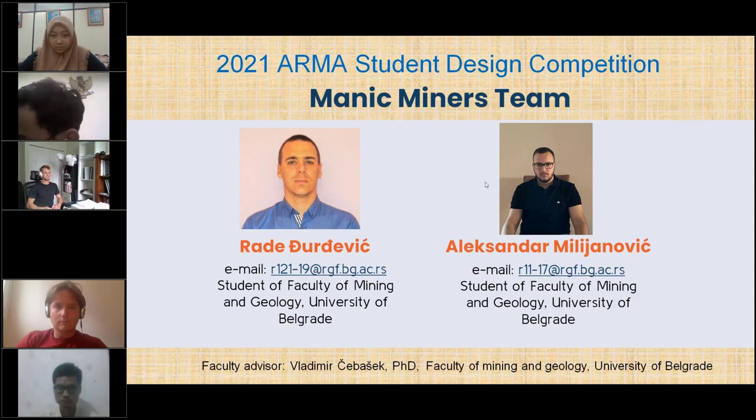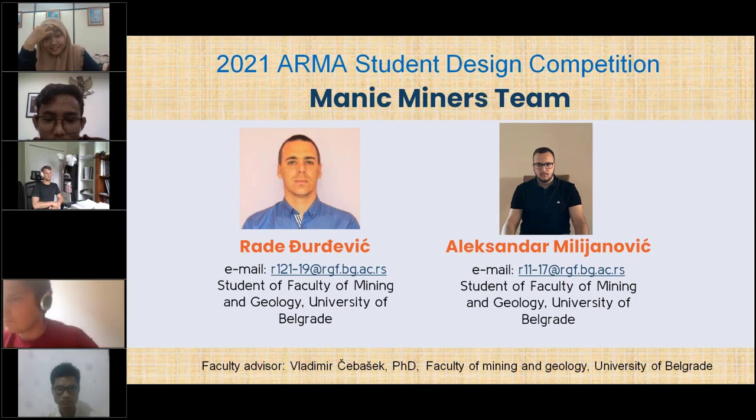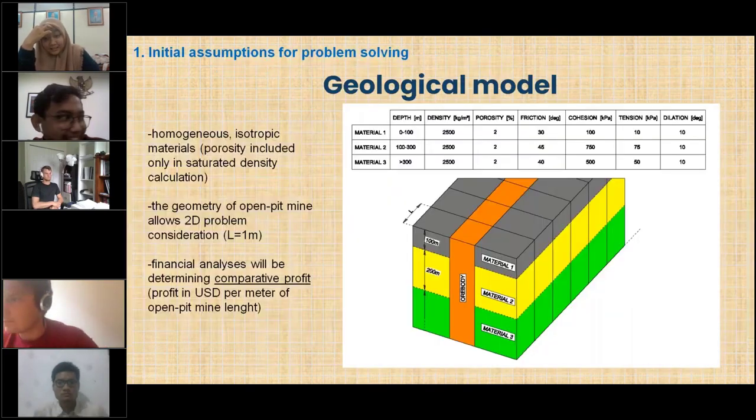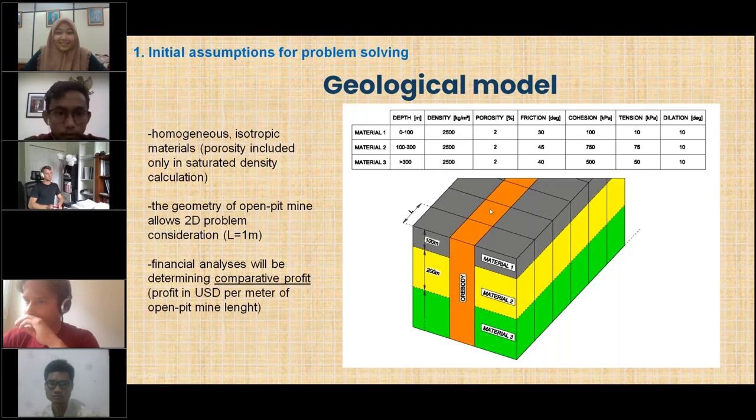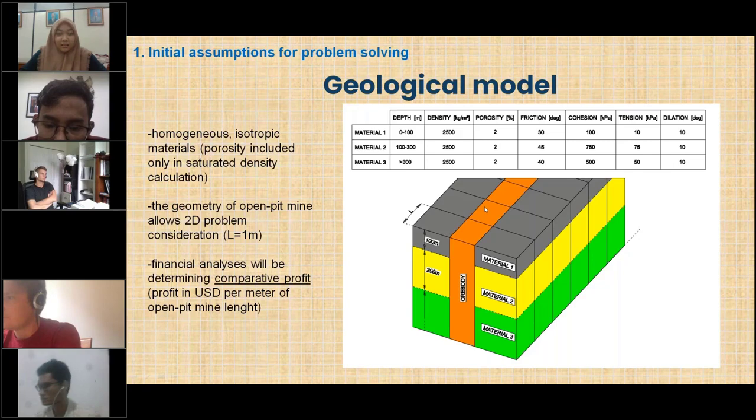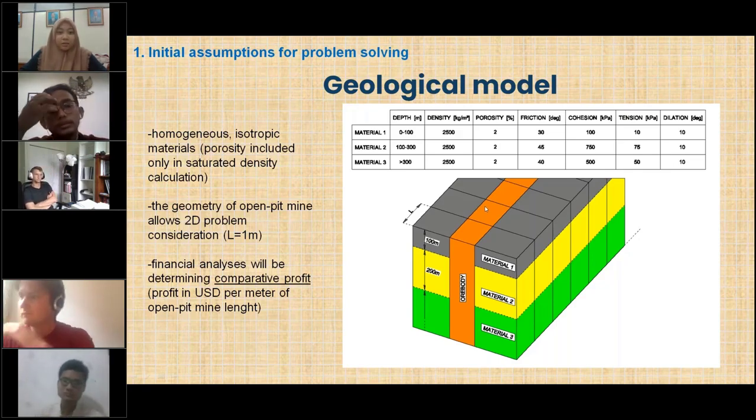I will strictly get to the point because the time I have for this presentation is limited. In this presentation, I will present our solution with the main points of our workflow in chronological order. At first, we needed to define some initial assumptions for problem solving. As you can see in this picture, we define a geological model with three materials. According to the geometry of the ore body and surrounding rock masses, we can define a symmetric open pit mine geometry that is suitable for two-dimensional problem consideration.